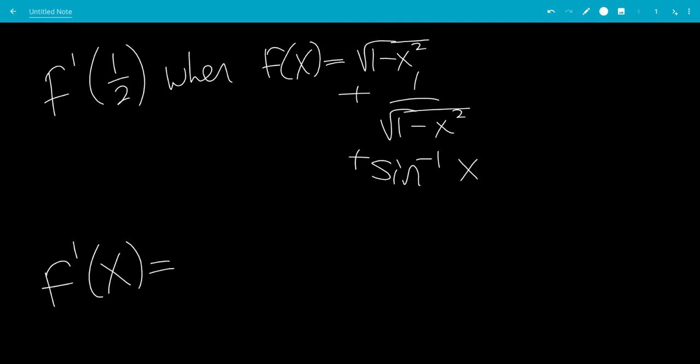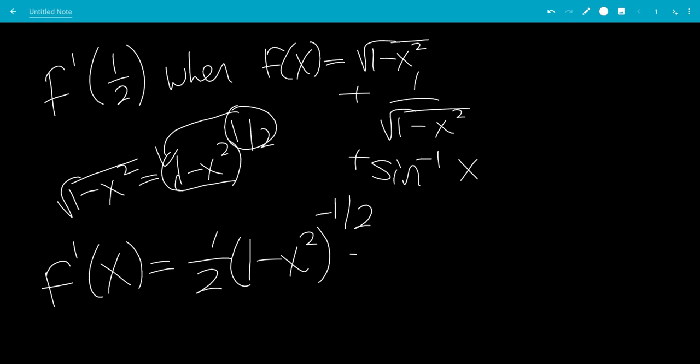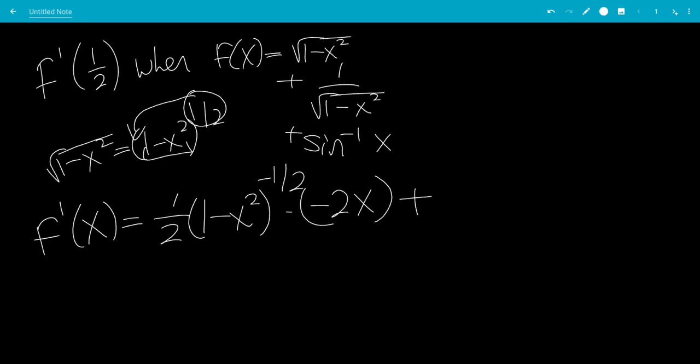So we can think of the square root of 1 minus x squared as 1 minus x squared to the 1/2 power. Bring this to the front and subtract 1. So this will be 1/2 times (1 minus x squared) to the power of 1/2 minus 1, which is negative 1/2, and then times the derivative of the inside, which is negative 2x. And then we do the same thing for this.